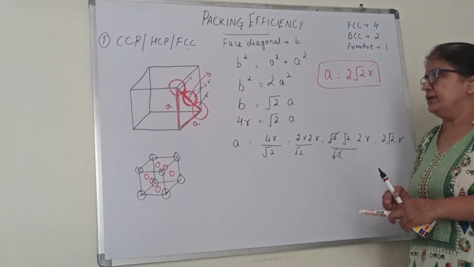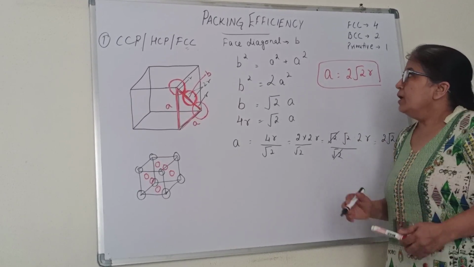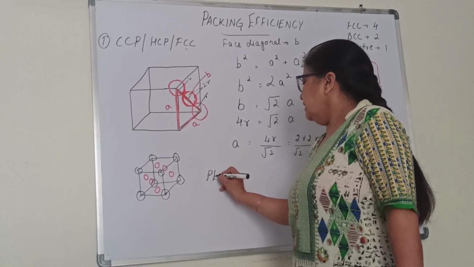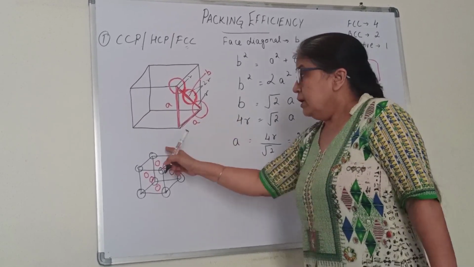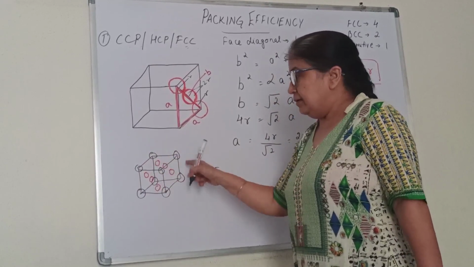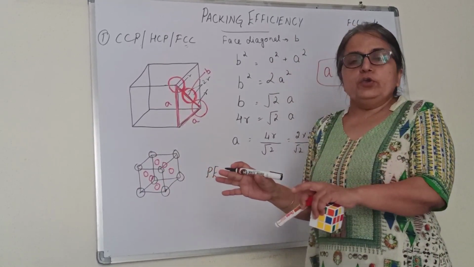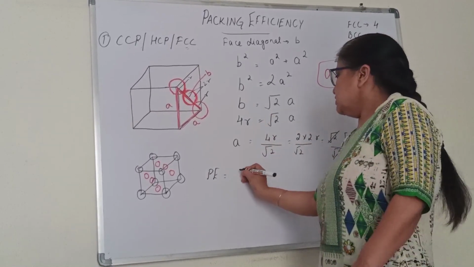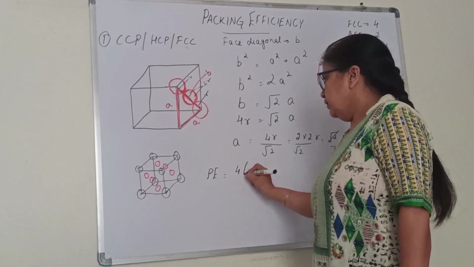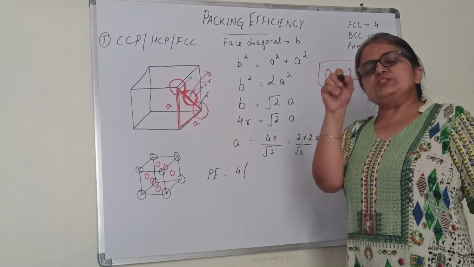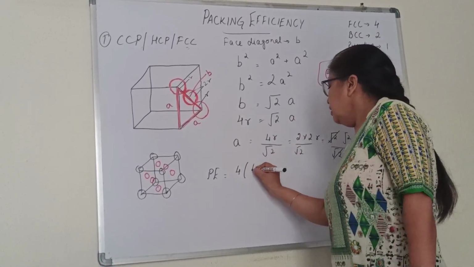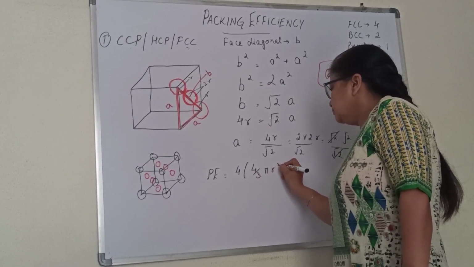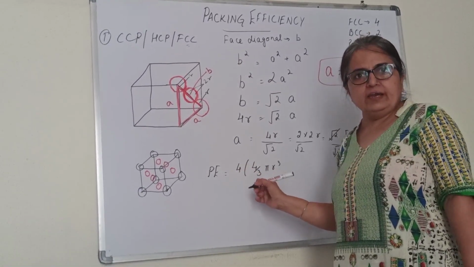Please mark it separately. Now further, what is packing efficiency, children? Here we will write packing efficiency is equal to. Now in this particular pattern, you have 4 effective number of the atoms. So I will write 4 into the volume of one sphere, which is given by the formula 4 by 3 pi r cube. So 4 into 4 by 3 pi r cube.